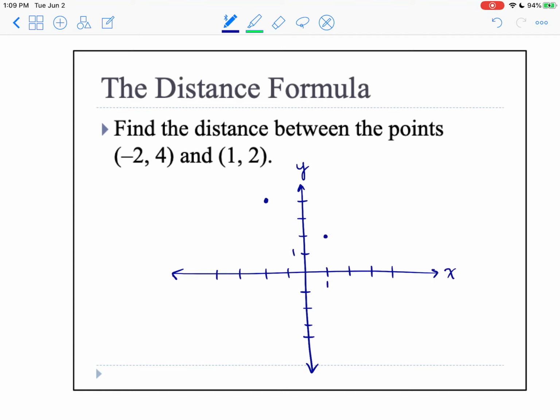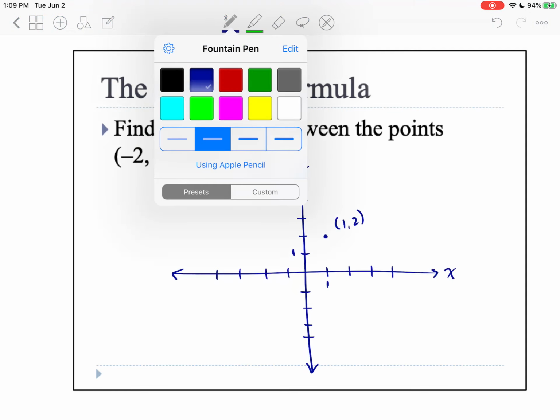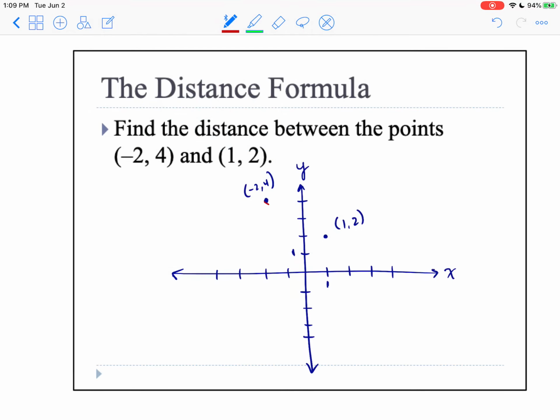And we don't really know that until I label the y-axis scale and the x-axis scale. But this is -2, 4, and this is 1, 2. And we're looking for this distance between them. Let me do this in red. So we're looking for this distance right here. So how we're going to find that is we're actually going to figure out, well, what's the difference between the y coordinates, what's the difference between the x coordinates, and we can use those to find the hypotenuse of this right triangle.